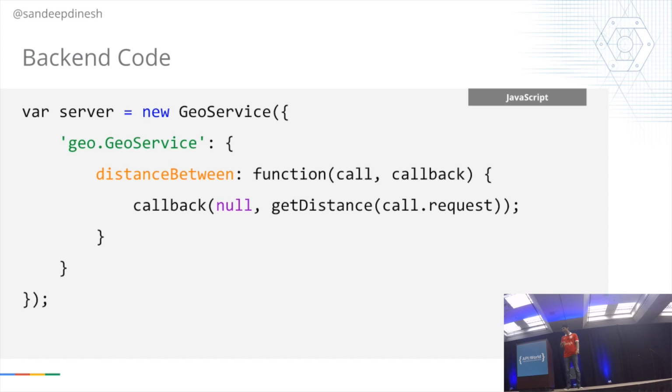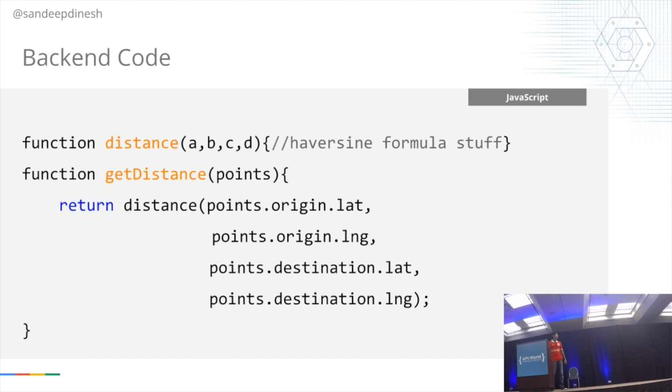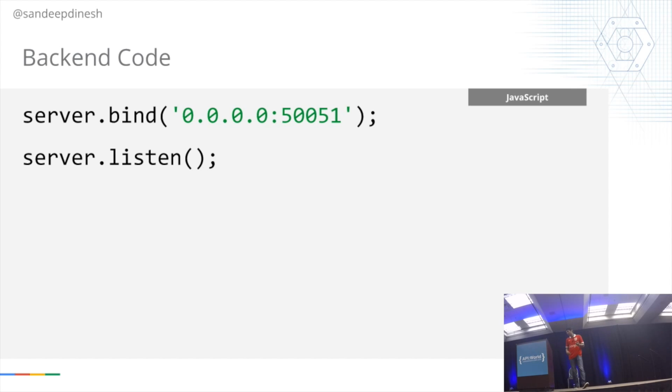We're going to get in the input and call a function called getDistance. What is getDistance? It's just calling the Haversine formula, which is the way you calculate the distance between 2 points on a sphere. Simple stuff, right? Again, nothing too complicated. Now, we do server.bind on port 551, which is the de facto gRPC port, and we call listen. And that's it for the backend code, right? So now we've basically built a gRPC server that's listening for requests on port 551.